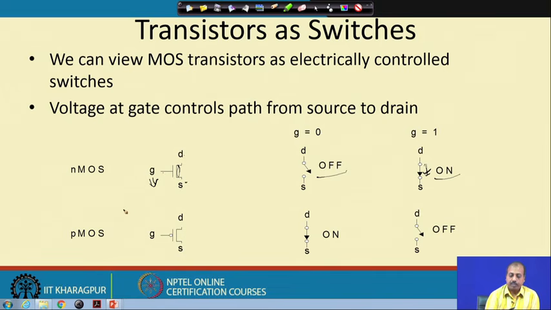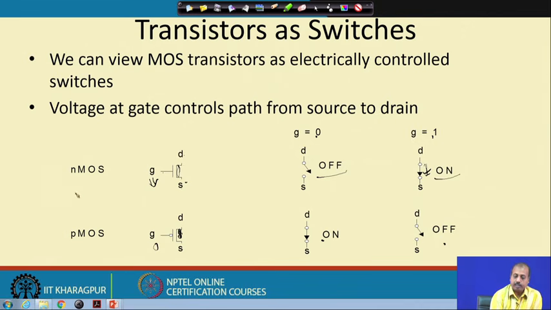In the PMOS type of transistor, the channel is made by holes, and for making holes we have to apply a negative voltage, or you can say I have to apply a 0 here. If I apply a 0, then the PMOS transistor is on, and if I apply a 1, then the PMOS transistor is off. So, by controlling this gate voltage, we can consider the transistor to be on or off.